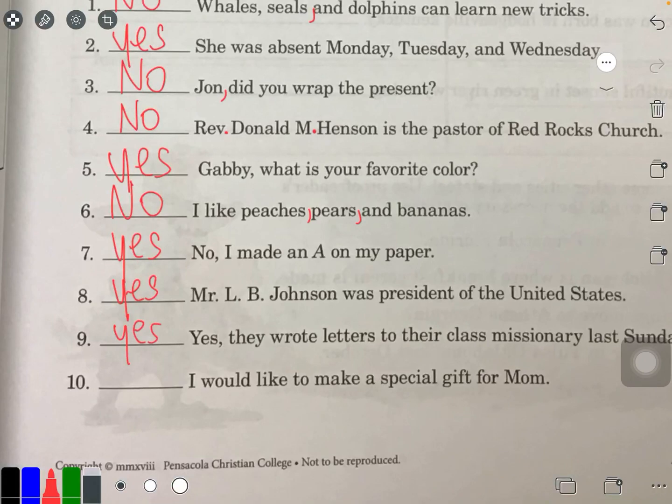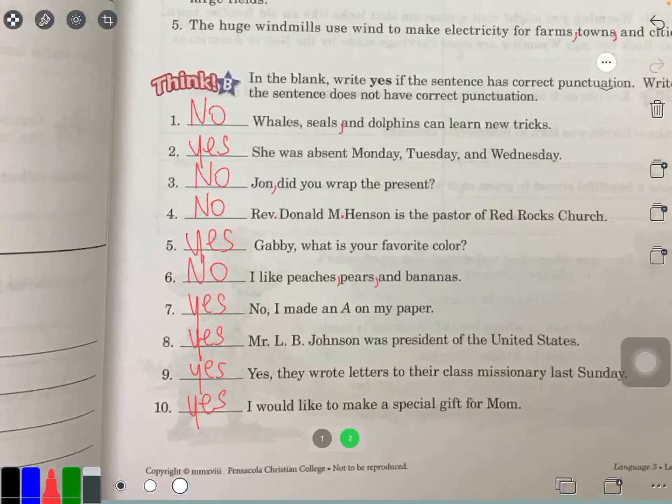Number 10. I would like to make a special gift for mom. Well, they capitalize I, so that's good. Mom is capitalized, yes, because they're calling someone mom. And I'm not listing anything. I'm not naming a city or state, so I don't need a comma. The period's in the right place. Number 10's good. Yes. All right, so that's how you did B.